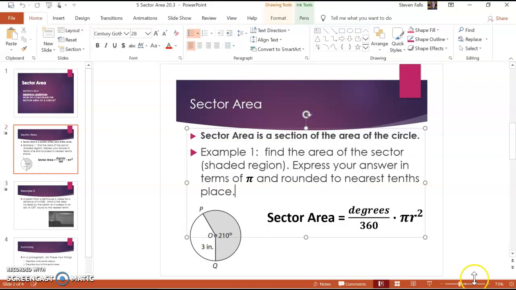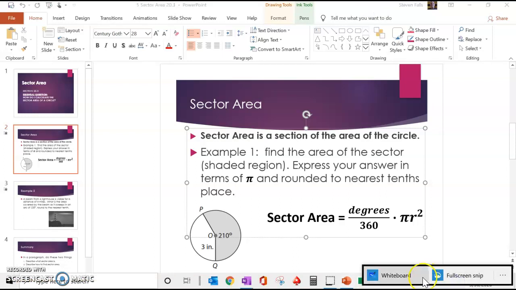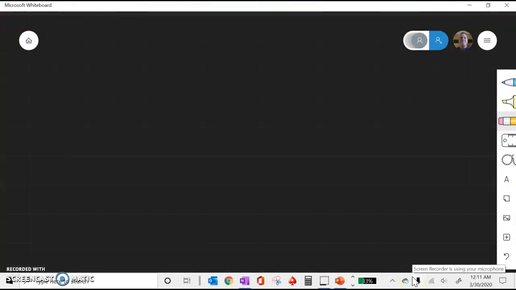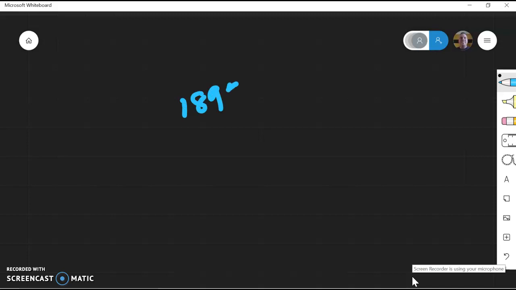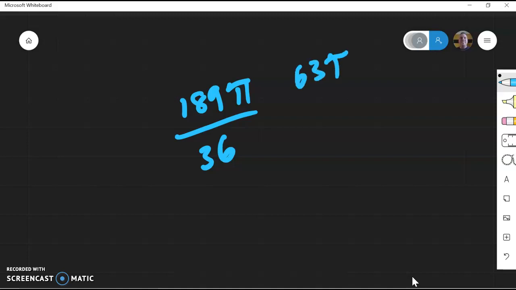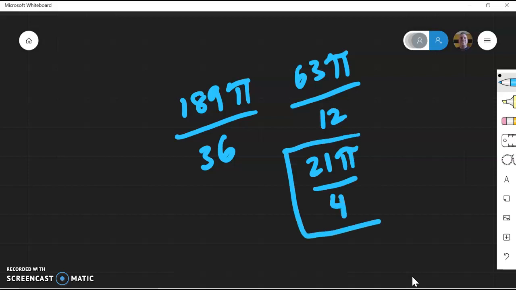Let me get a whiteboard here. So we have 189 pi over 36 as our answer. I can divide both of those by 3. 189 divided by 3 is 63, and 36 divided by 3 is 12. I can divide by 3 again, and that gives me 21 pi over 4, since 63 divided by 3 is 21 and 12 divided by 3 is 4. So this is my answer.